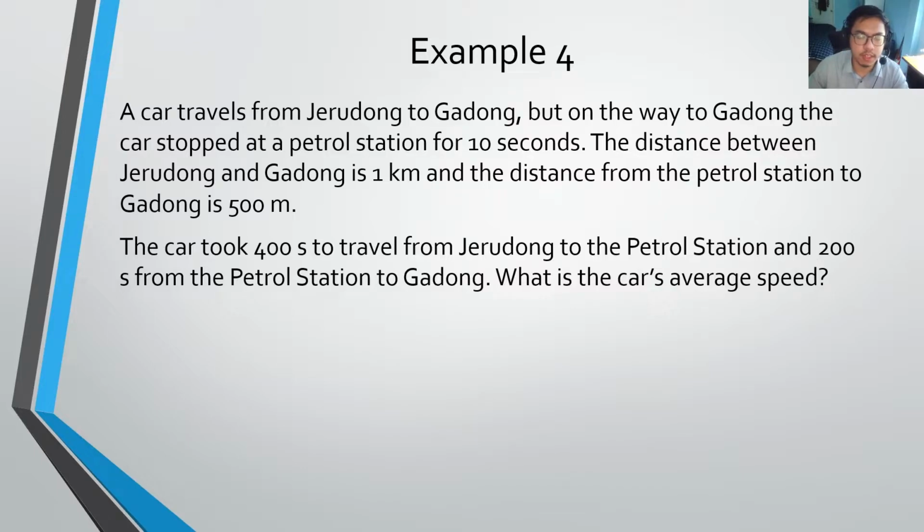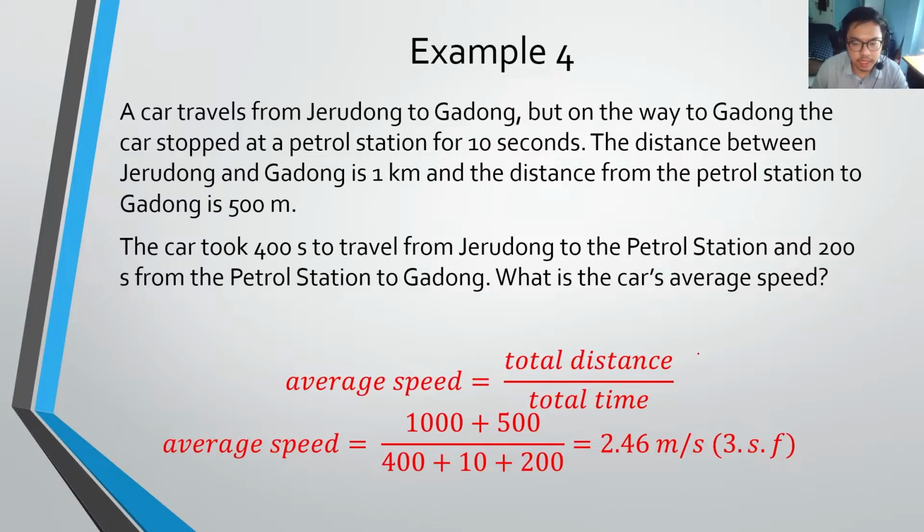So, if you want to find the average speed, you have to use the formula that we mentioned just now. Average speed is total distance over total time. The total distance is 1000 plus 500. So, that's how much this car has traveled. And what's the total time? You just add up all the time that the car takes in order to get to its destination, which is Gadong. Okay, so add those numbers up and then do your maths, and you will get 2.46 meters per second. And this is to three significant figures. So that's speed. It tells you how fast things are going.